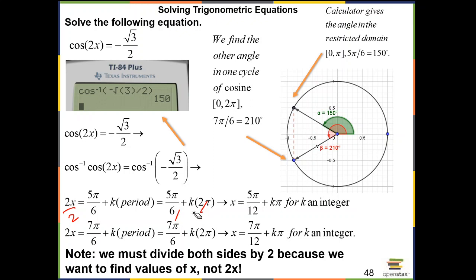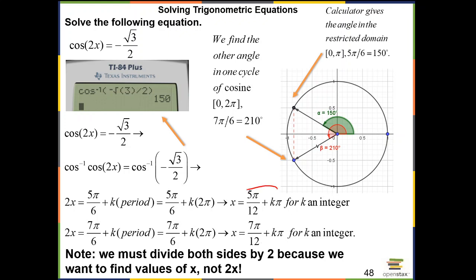What do we get? Well, we get x equals 5 pi over 12 plus k pi, not 2 pi, because we have to divide both of these by 2. And k is an integer. We do the same thing for 7 pi over 6. We get 7 pi over 12 plus k pi.